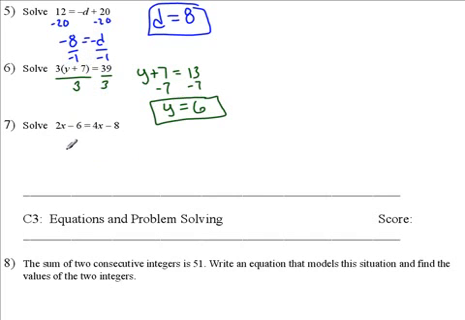And number 7 on this concept. Let's see, I've got x's on both sides, I've got constants on both sides. Let's see what we can do to clean this up a little bit. Let's subtract 2x from both sides. That'll give me negative 6 equals 2x minus 8.